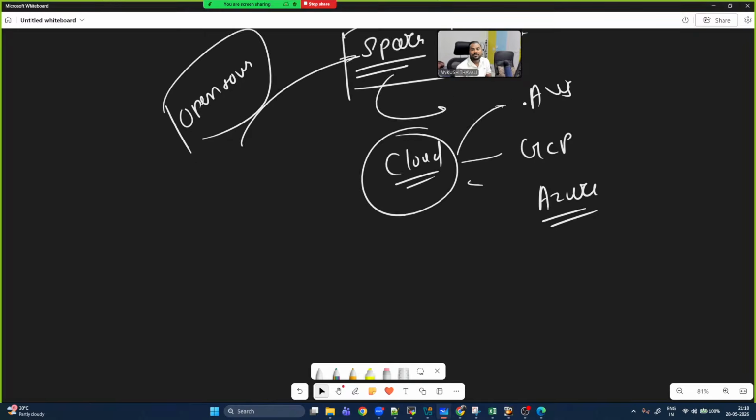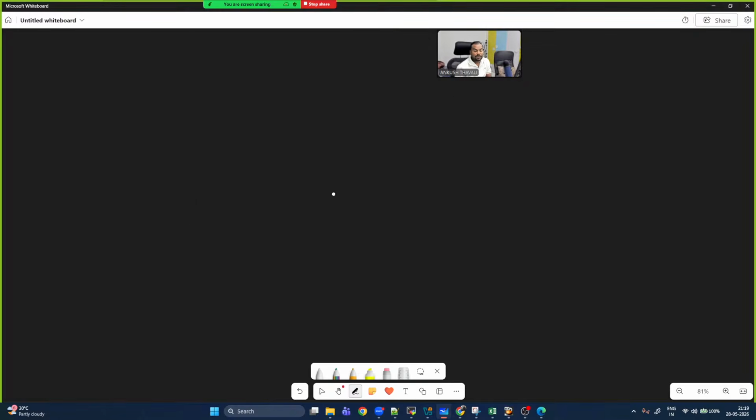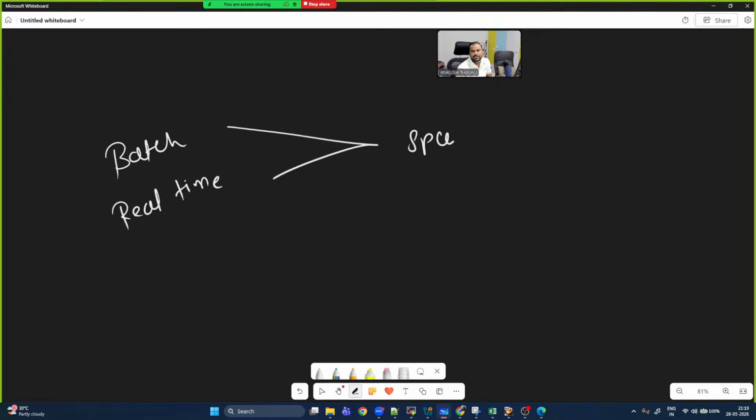What is the good thing about Spark? The good thing about Spark is, if you have any data, whether you have batch data or real time data, all that data can be processed by Spark technology.